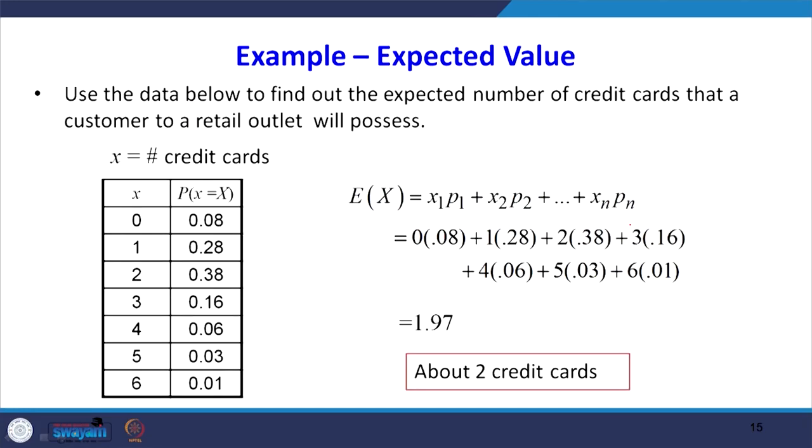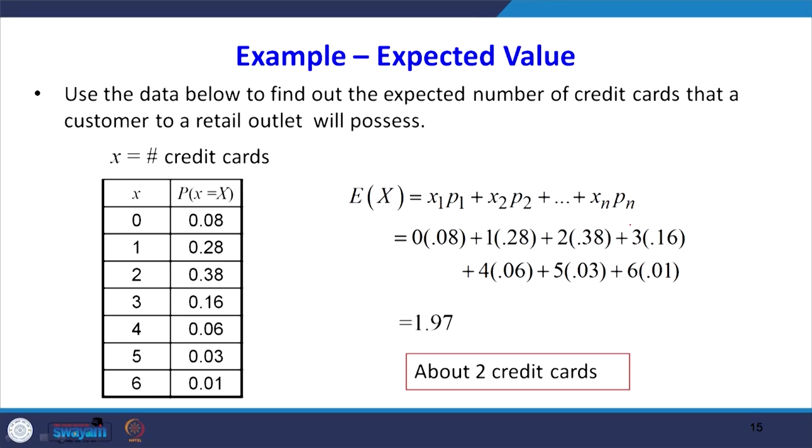Now, we will see how to find an expected value. Use the data below to find the expected number of credit cards that a customer to a retail outlet will possess. So, x is a random variable, that is how many credit cards a customer has. P of X equal to capital X is the corresponding probability. So, x equal to 0, p of x is 0.08. That means the probability of a person having 0 credit cards is 8%. The probability of a person having, for example, 6 credit cards is 1%.